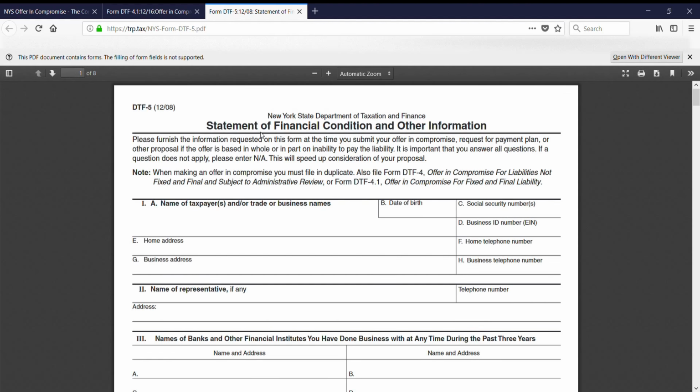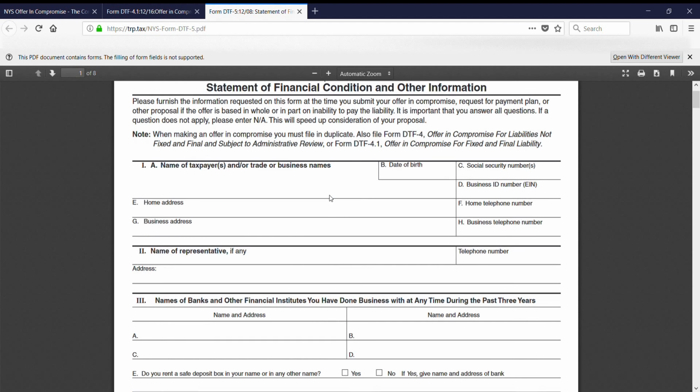So it's a statement of financial condition and other information. Pretty much what they're looking for here is, 1, do you have more assets than the tax balance? 2, do you have a bunch of money left over at the end of the month? Either one of those is probably going to disqualify you from getting an offer and compromise with New York, and probably the IRS as well.